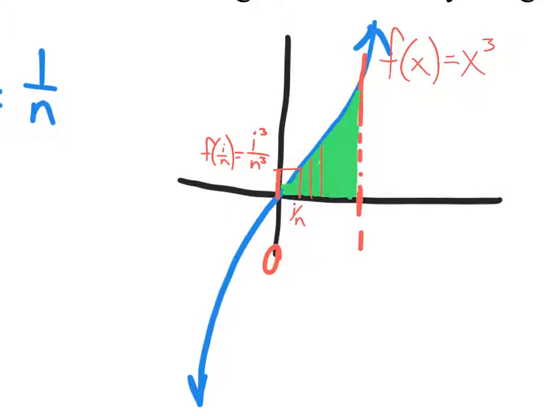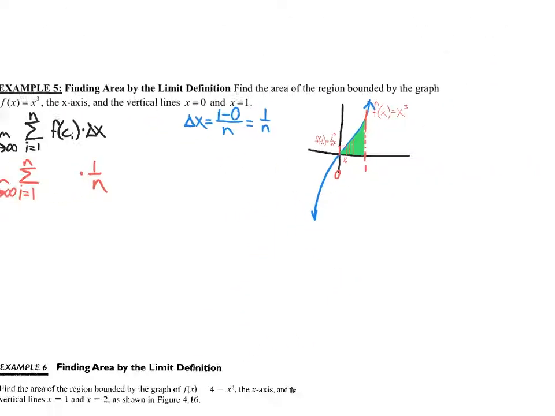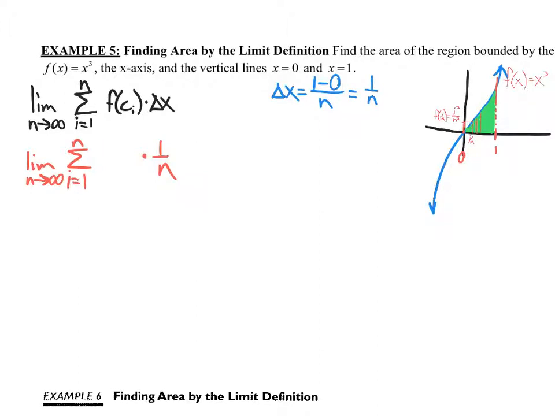All right, and that's the key to this whole thing. So we have i cubed over n cubed. Now you'll notice we can simplify a little bit here. Again, we're finding the area of that green region, so it's the limit as n approaches infinity. And I'm going to take out the constants.